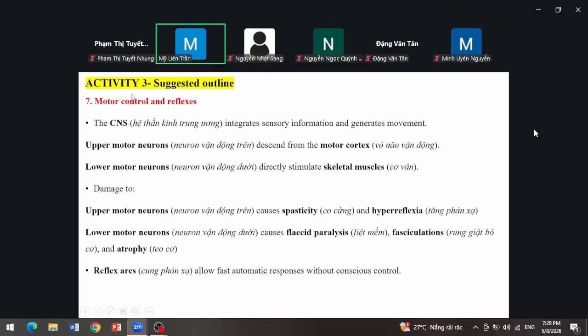Part 7, motor control and reflexes. The CNS integrates sensory information, generates movement through the upper motor neurons and lower motor neurons.